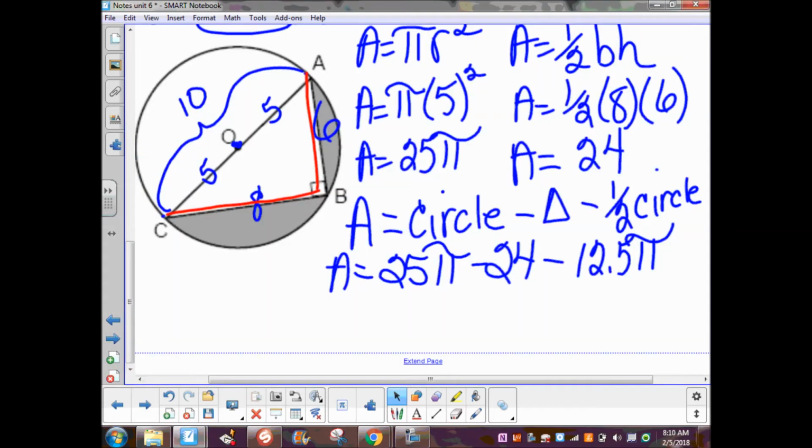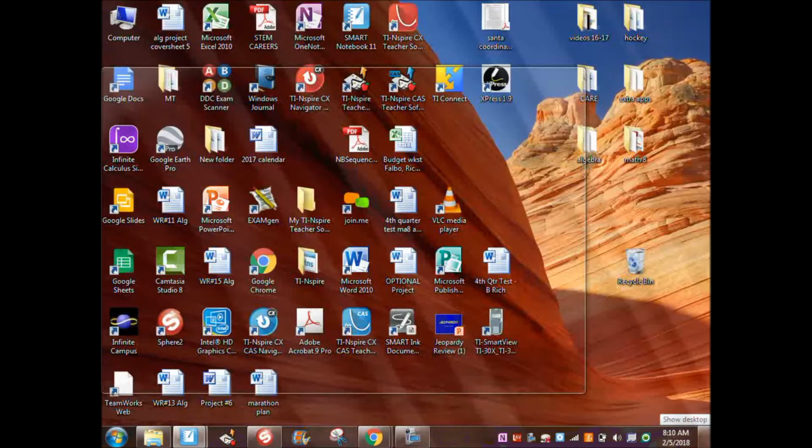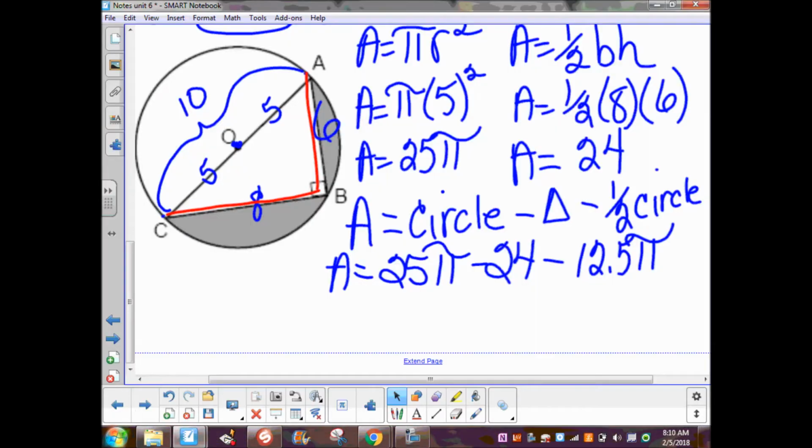Now, what is that answer to the nearest tenth? Who knows it? Shout it. 15 point what? From the sounds of that, I felt like 2 people know how to round. What is it to the nearest tenth? 15.3. That's a little better. So there's our answer. 15.3.